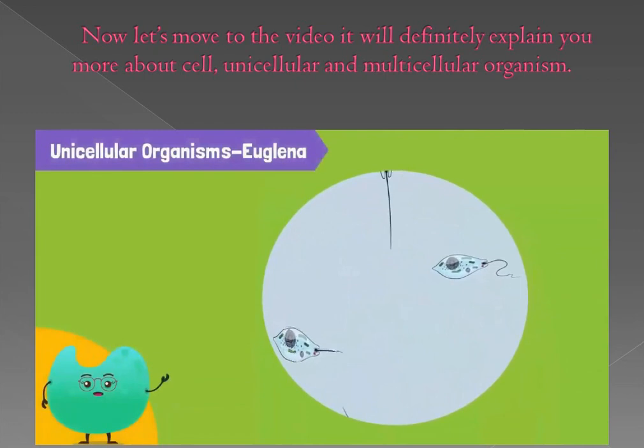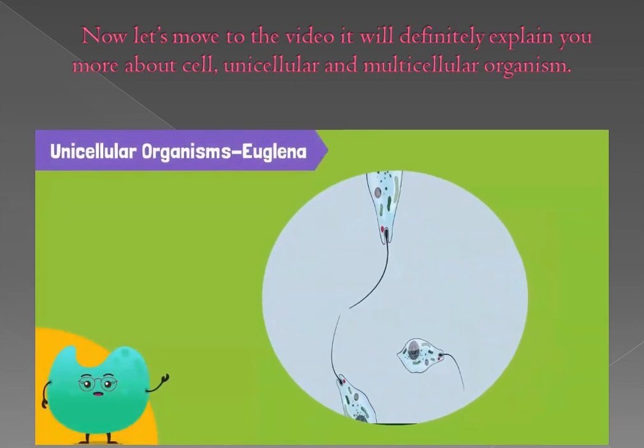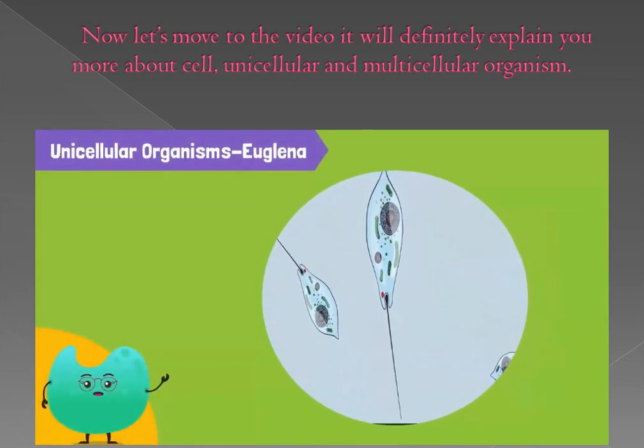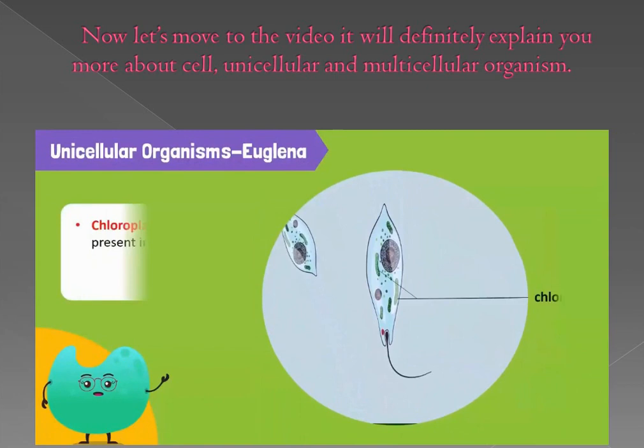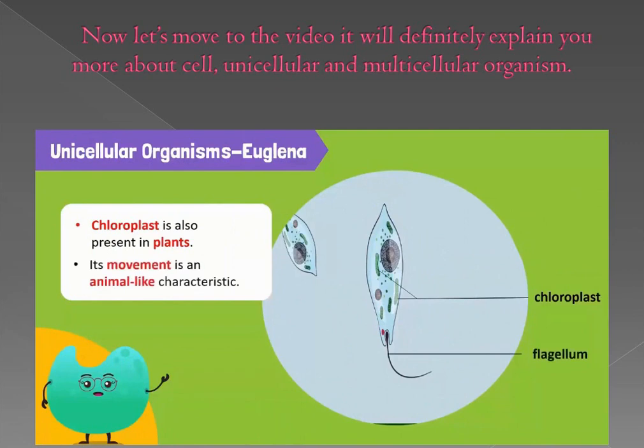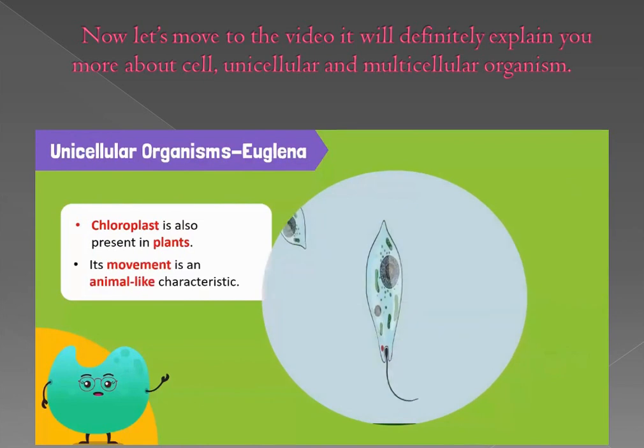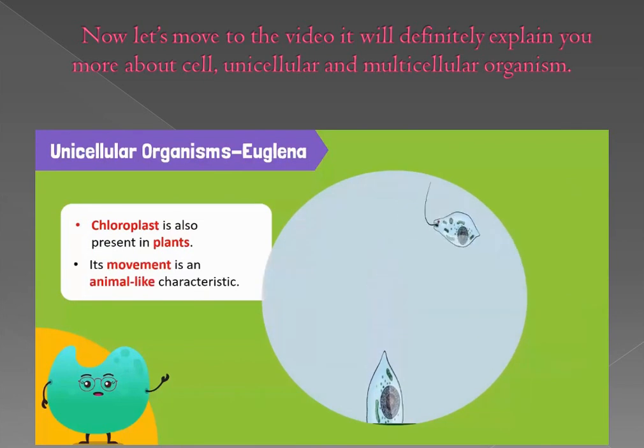Euglena has both plant and animal-like characteristics. See, it has a chloroplast in its cell for photosynthesis, which is also present in plants. But unlike plants, it can move from one place to another with the help of a long whip-like structure called flagellum. These cells can move, which is why we say they have animal-like characteristics.